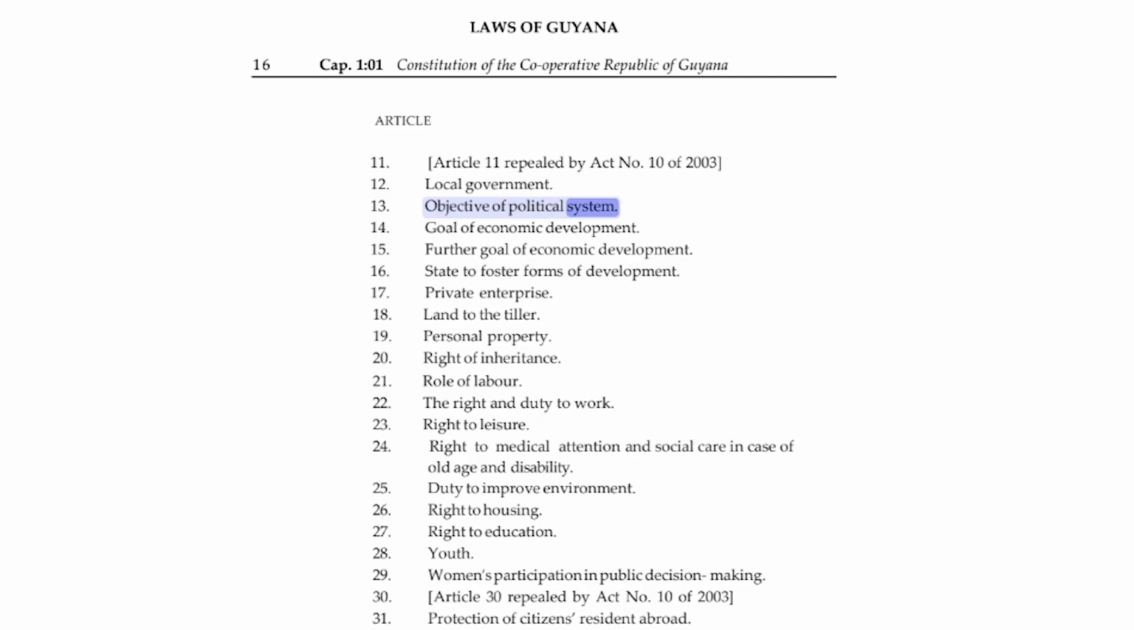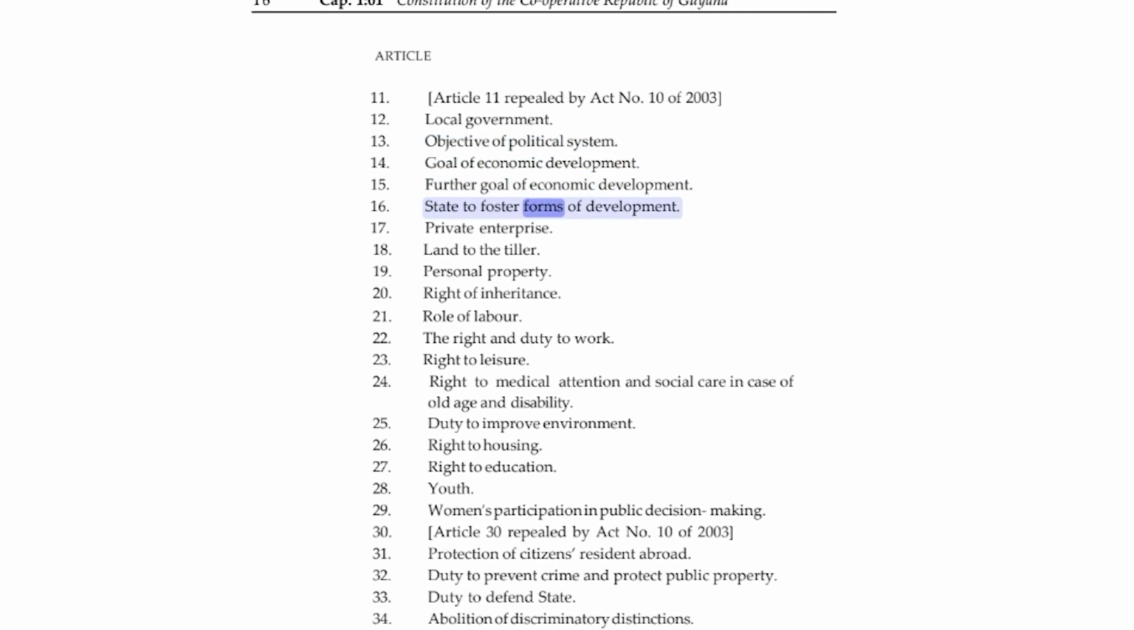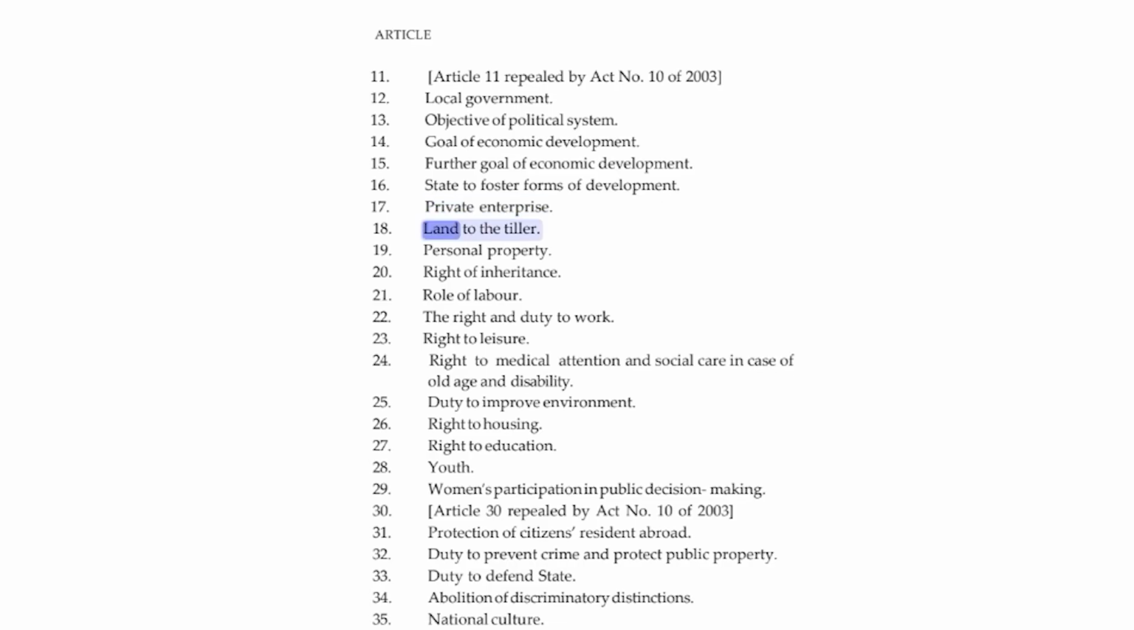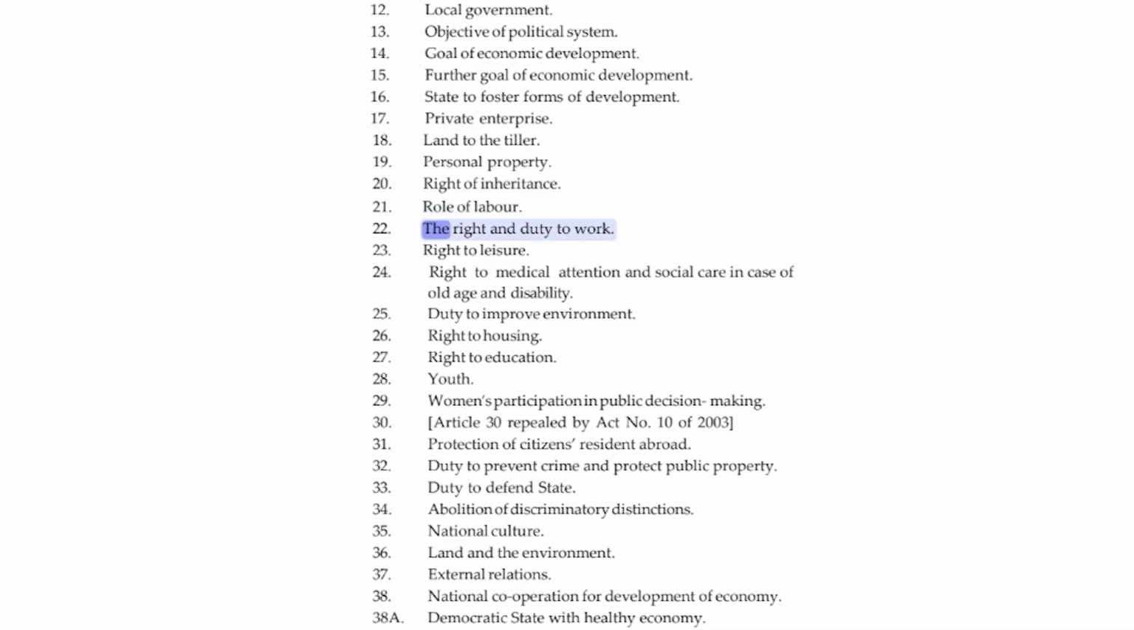Objective of political system. Goal of economic development. Further goal of economic development. State to foster forms of development. Private enterprise. Land to the tiller. Personal property. Right of inheritance. Role of labor. The right and duty to work.